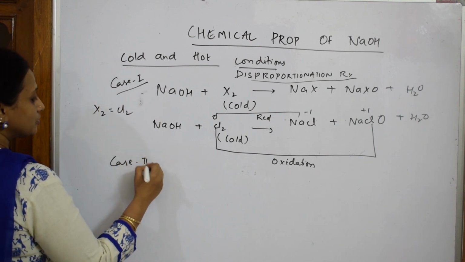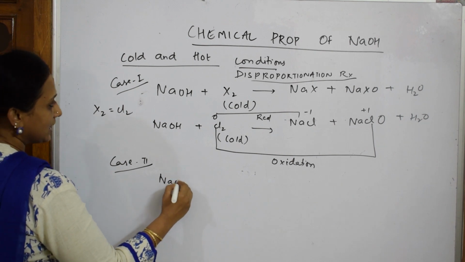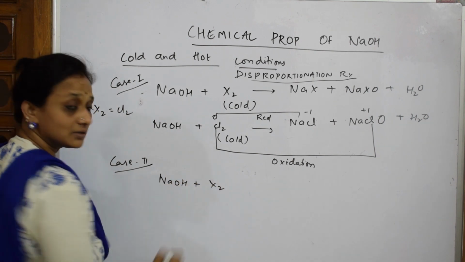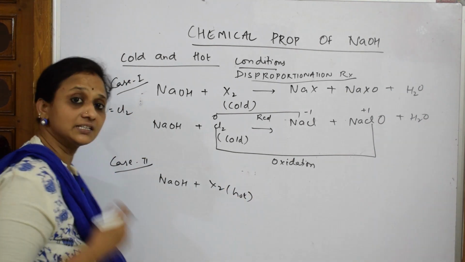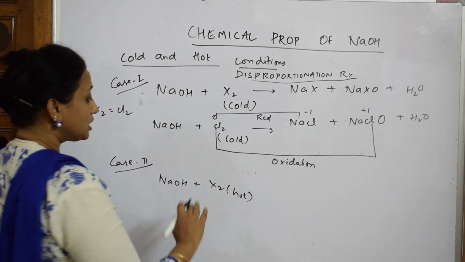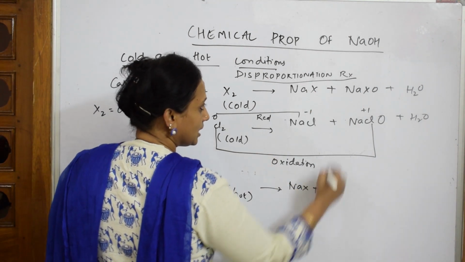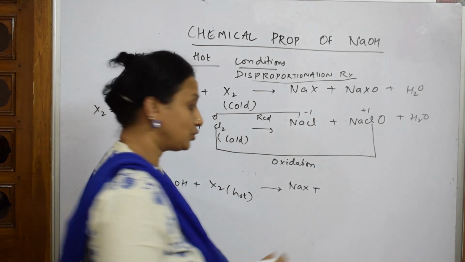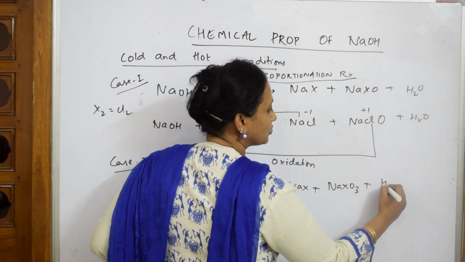Now this is case 1, let us take case 2. Instead of cold conditions, I'm going to take hot conditions. NaOH plus halogen, now the condition is hot. Now you have to be careful. In the exam you need to observe carefully whether they've given you cold condition or hot condition. Now the product which is going to form is NaX, the same. Instead of NaXO, you're going to get NaXO3 plus water molecule.